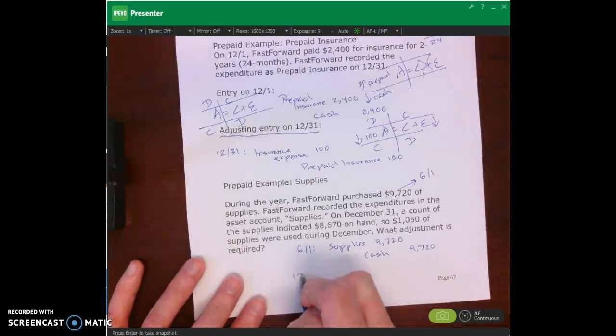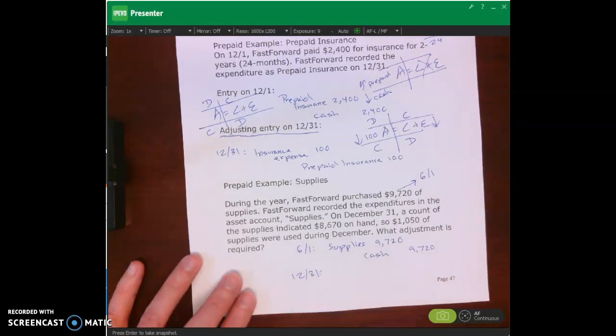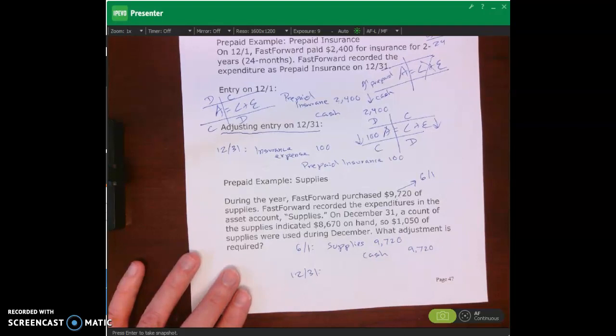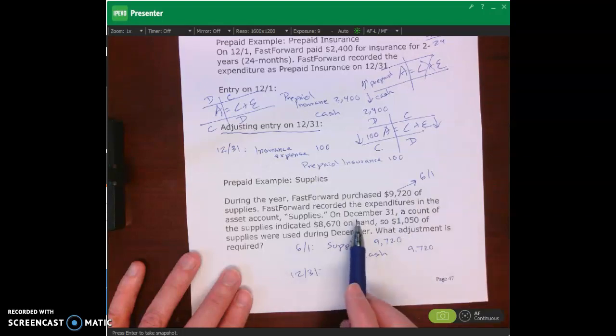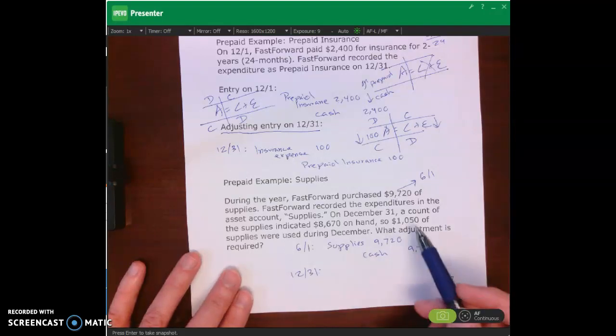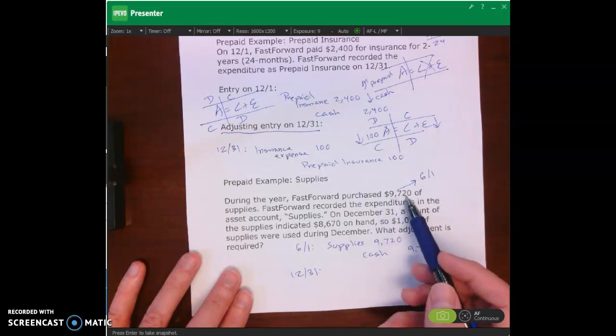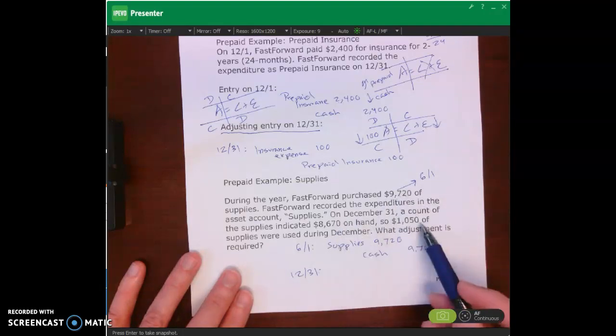Now on 12/31, they have to recognize that some of the supplies have been used. They purchased $9,720, so they had $9,720 worth of supplies that they could use. And then they did a count at the end of the year on December 31st, and they said we have only $8,670 worth of supplies on hand. Well, what happened to them? We used them. How do we get to 1,050 of used supplies? We took 9,720 minus 8,670, so 1,050 of supplies were used.